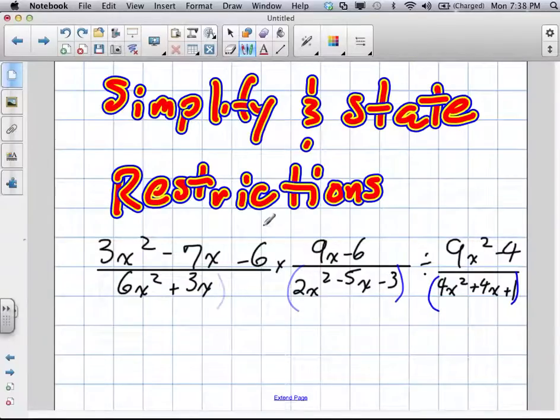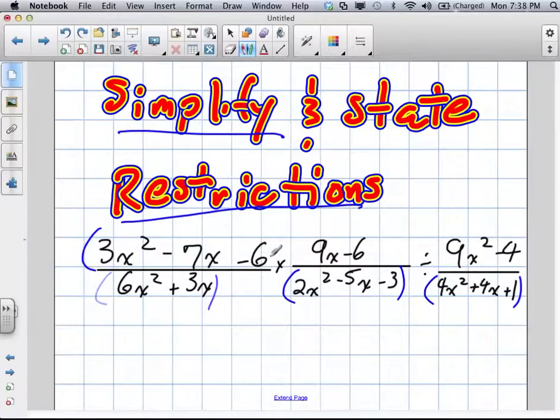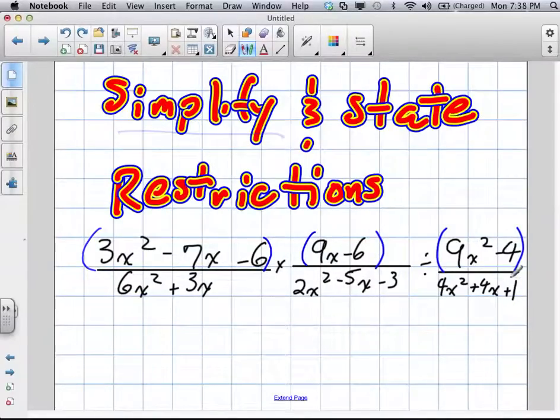So in other words, what we're going to do is we're going to have to factor everything on the bottom, which will help us with the restrictions. But in terms of simplifying, factoring what's on top too and what's on the bottom will help us with simplifying this question. So let's get around to it.